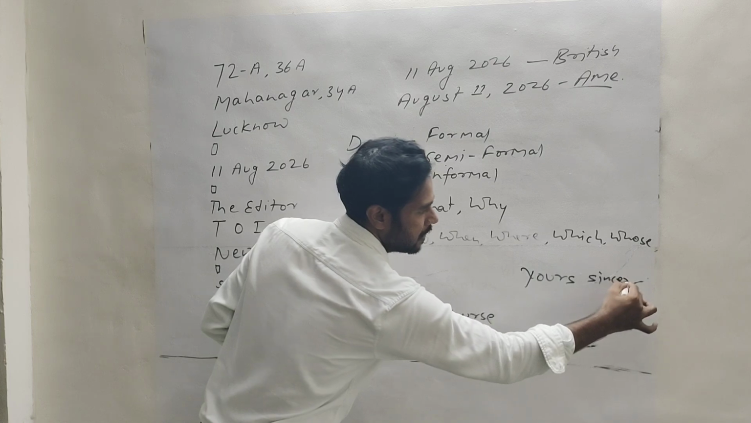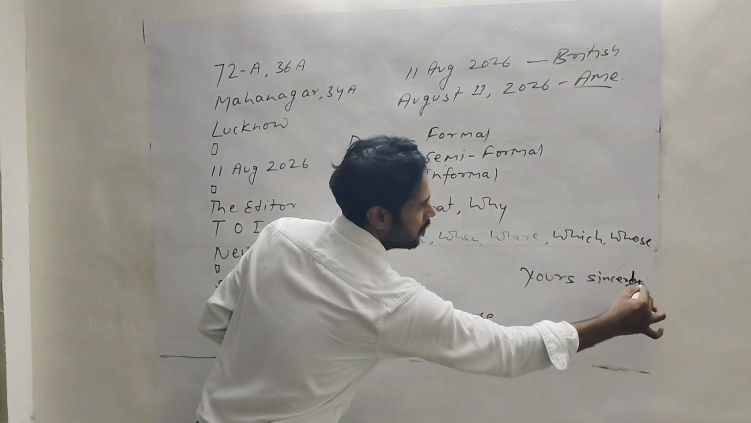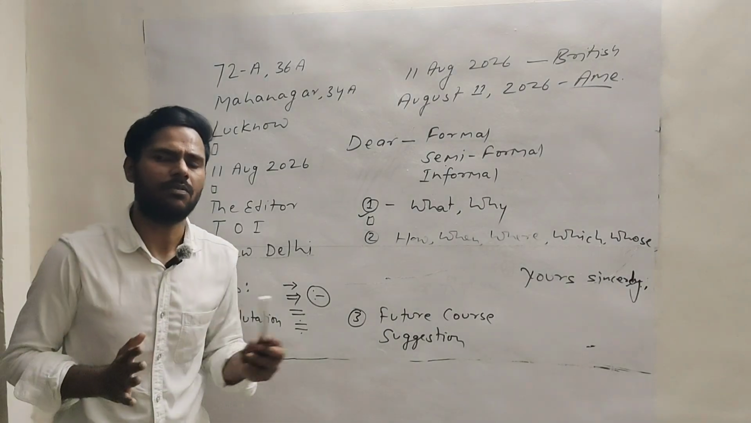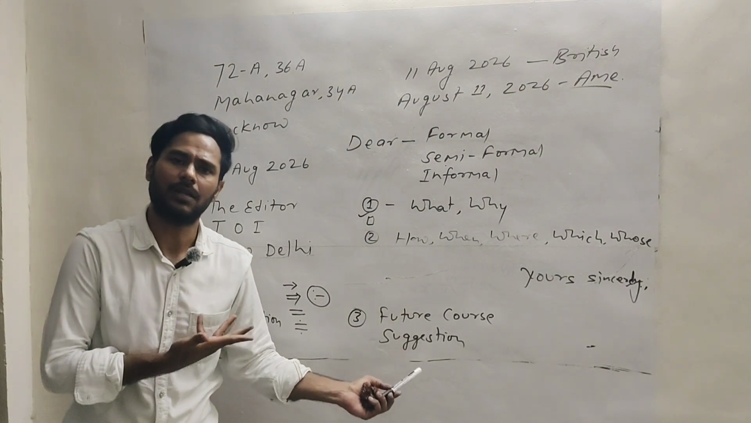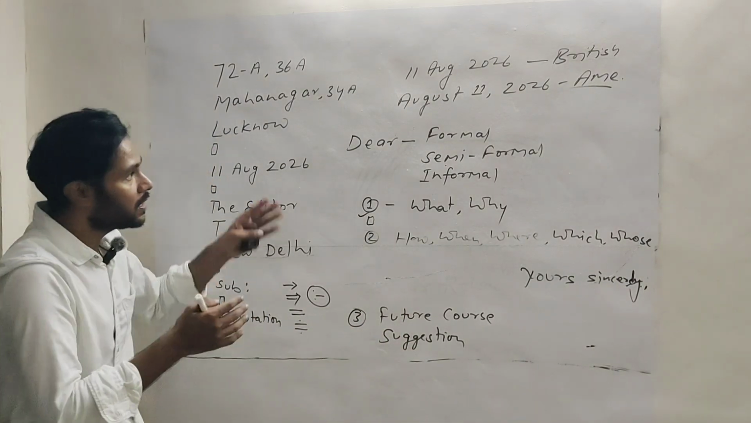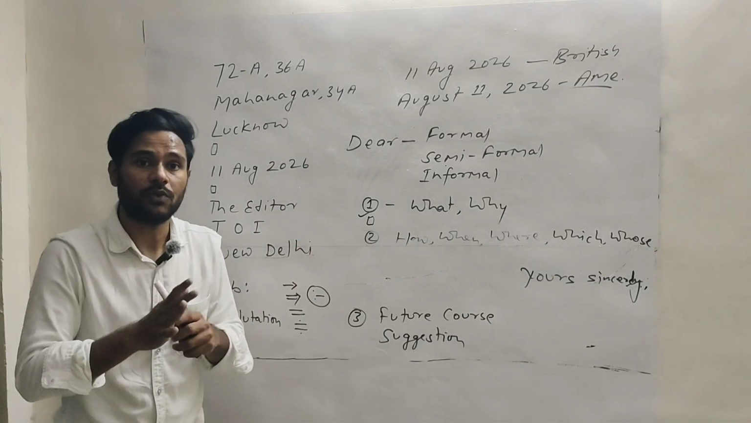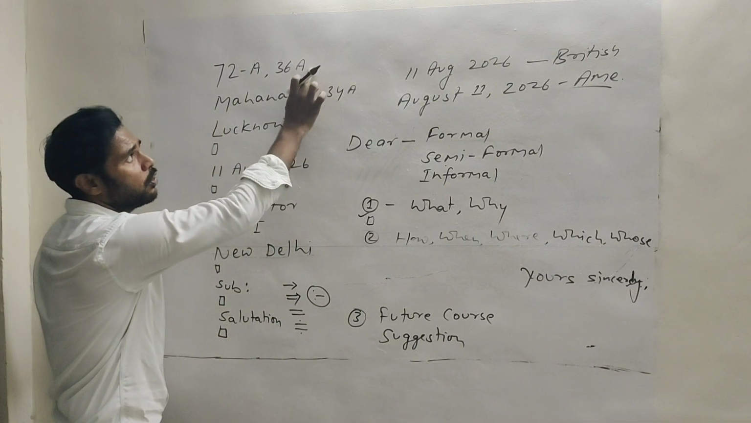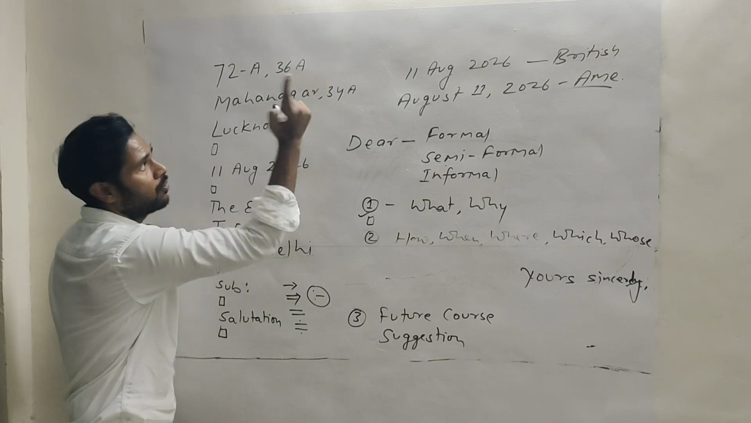Sincerely. If you like, you can put a comma, and then the name; if there is a designation, then write the designation, then the name. So this is the format of letter writing. The most important part that I wish to tell you is that you do not have to put any comma or full stop. No comma, no full stop.